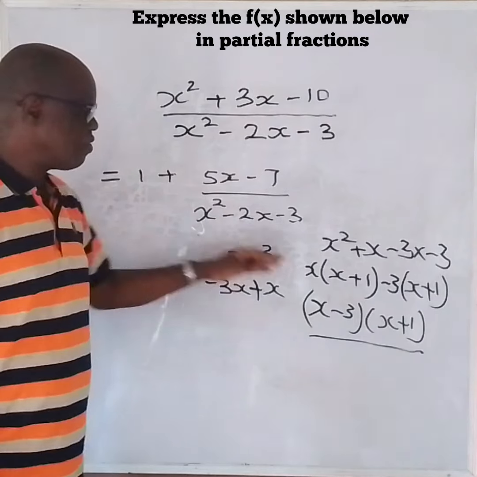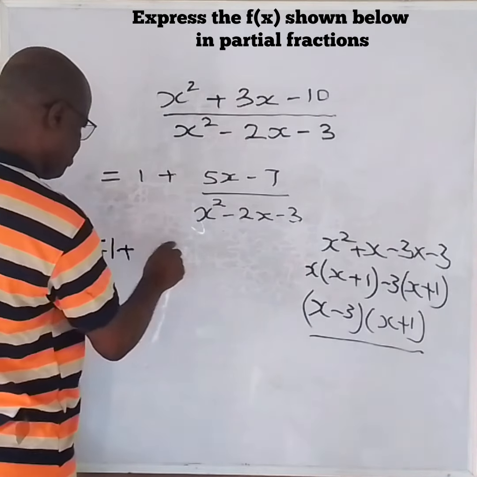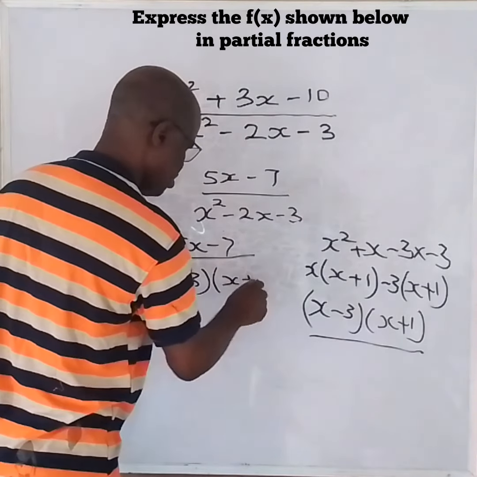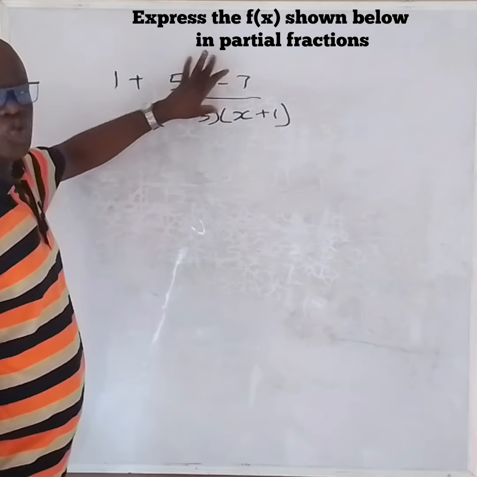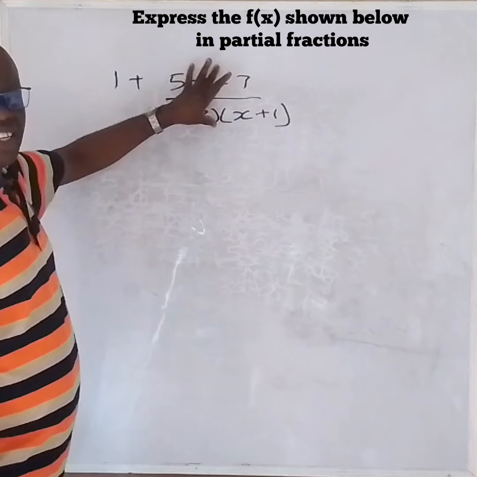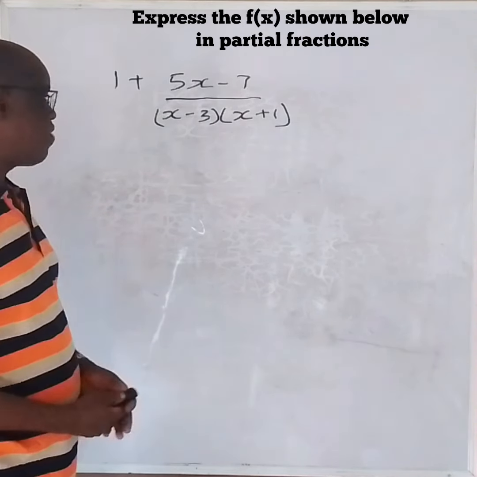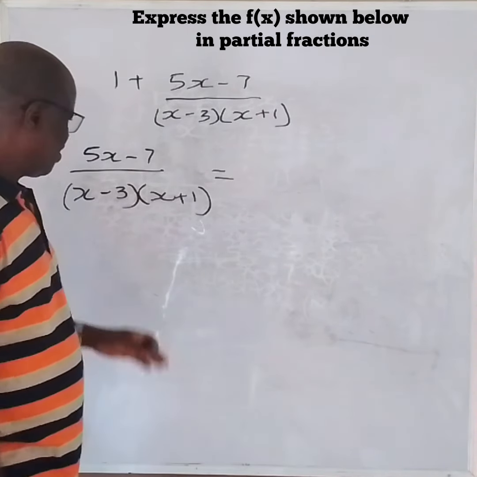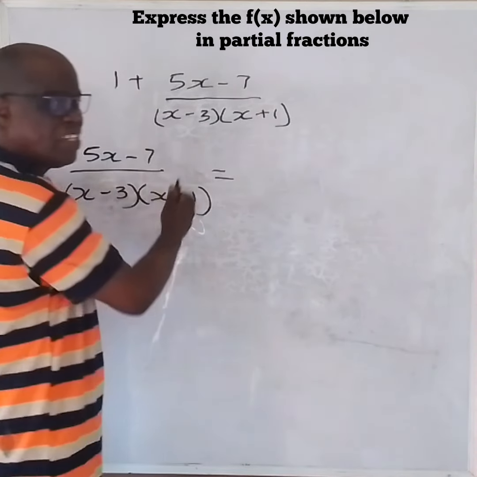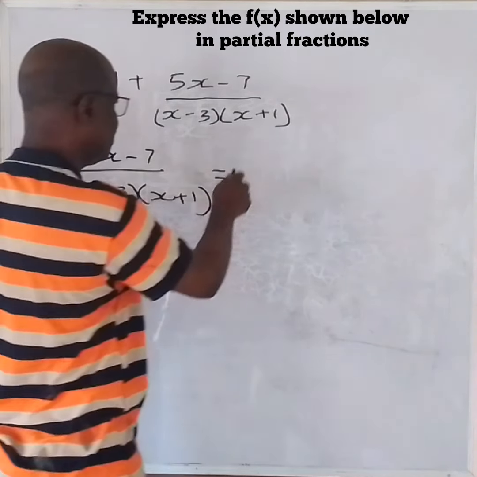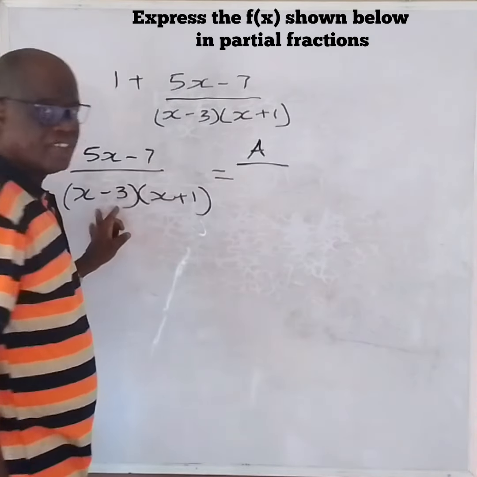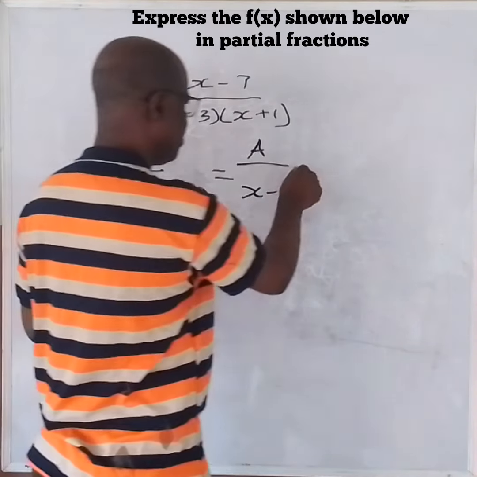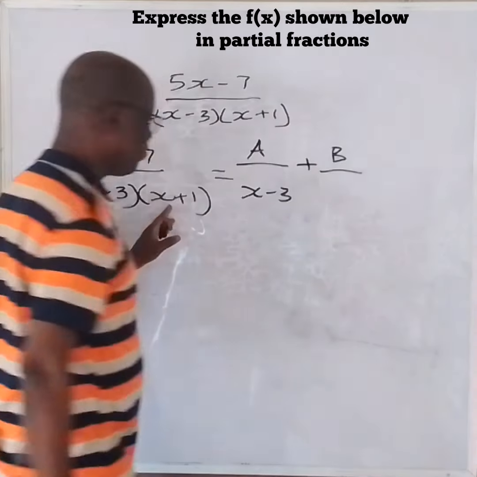So let me replace this one with this one. We are going to ensure that we break this one down into partial fractions. All right. So here, what we now have is we want to break this one down into partial fractions. We have A all over x minus 3, then plus B all over x plus 1.